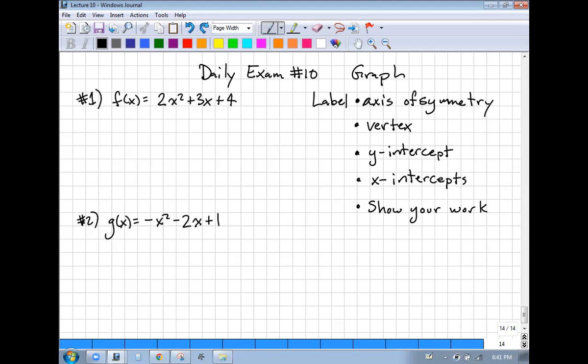There's only two of them. You can do this. Remember, this one's going to open downward because A is negative. Yeah, if A is negative, it opens downward. If A is positive, it opens upward. Just like remember x squared opens upward. That's because A is 1, positive.